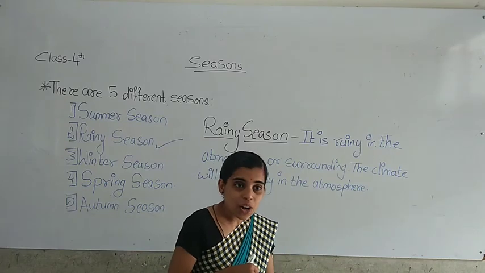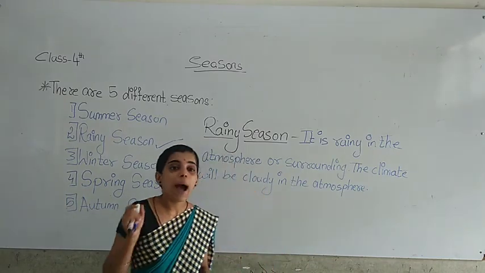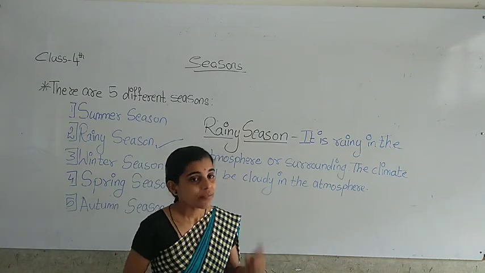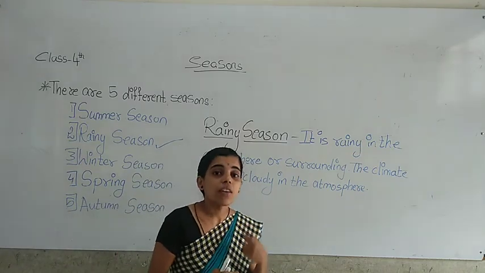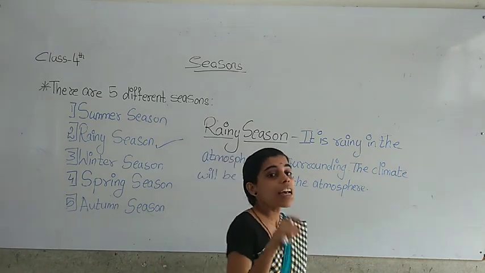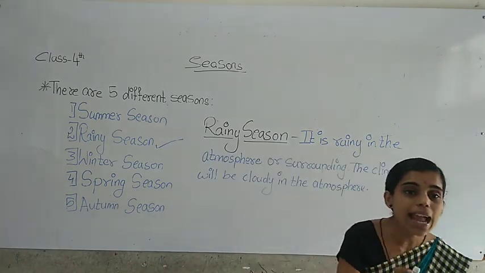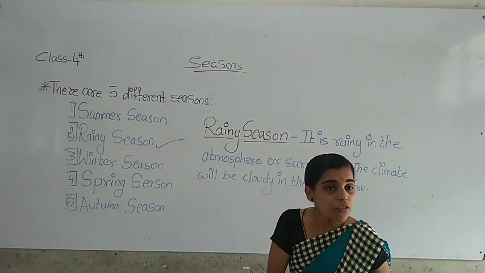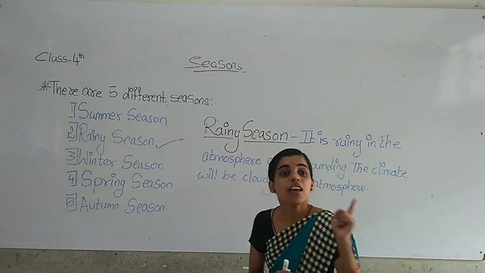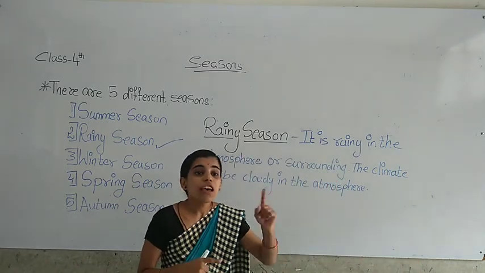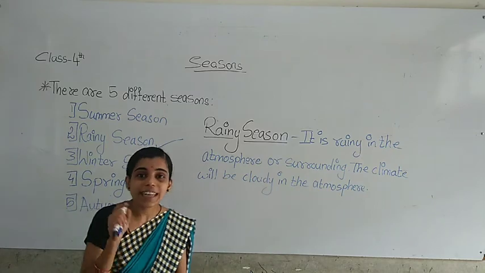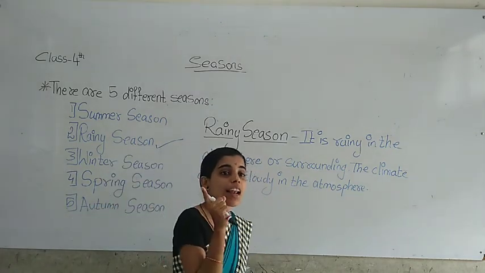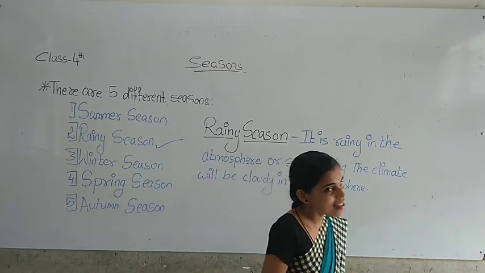Next, we use raincoats, gumboots and umbrellas in the rainy season. One more time I will repeat. We use raincoats, gumboots and umbrellas in the rainy season to protect ourselves from the heavy rain. Whenever we go out, if it is raining, we take our umbrella or wear a raincoat and go out.